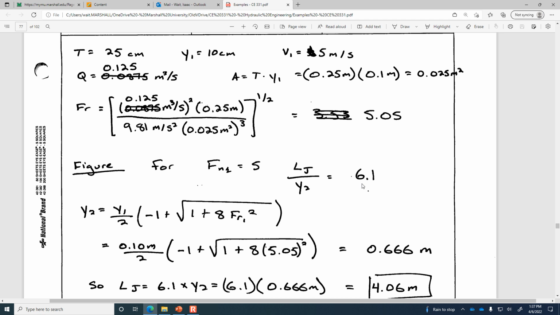Okay, so now if we substitute that into this ratio that comes from the nomograph, you can see that it estimates the length of the jump will be 4.06 meters, because it's saying the jump length is 6.1 times the downstream depth. And if the downstream depth is 0.666 meters, we multiply that by 6.1, it's predicting 4.06 meters. All right.